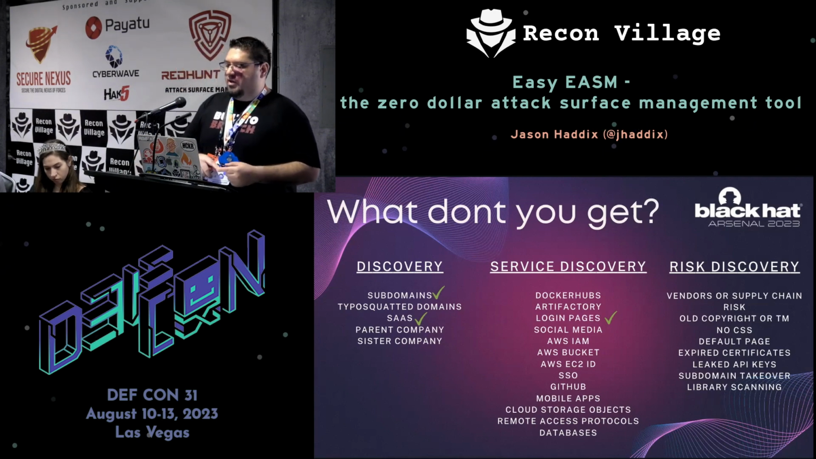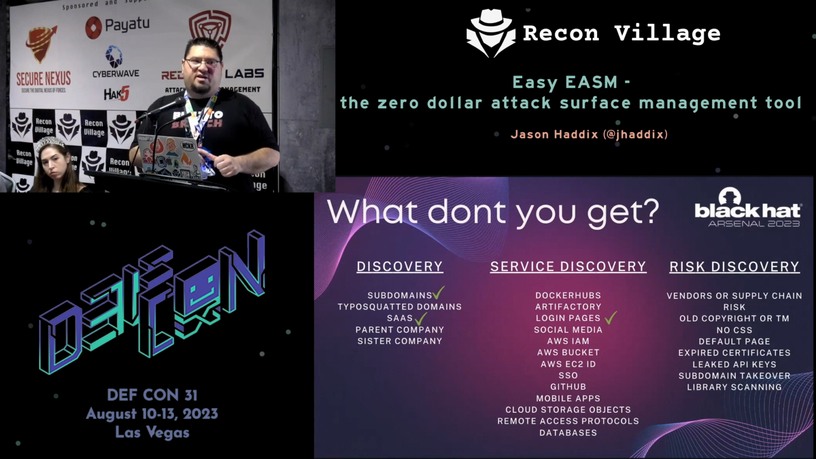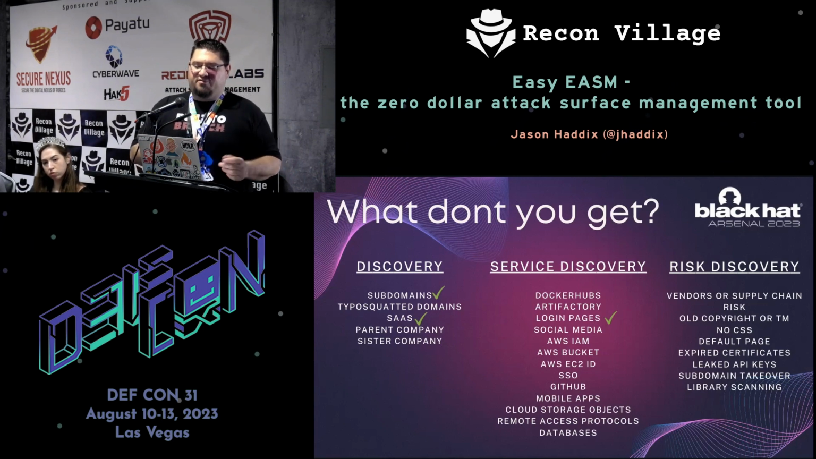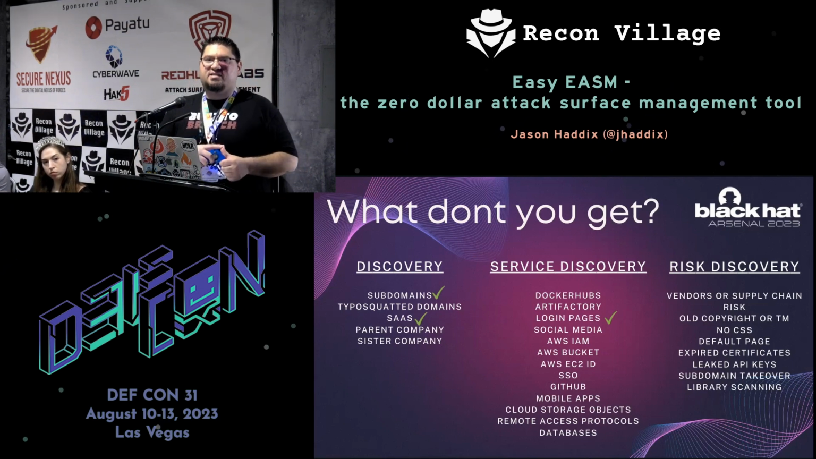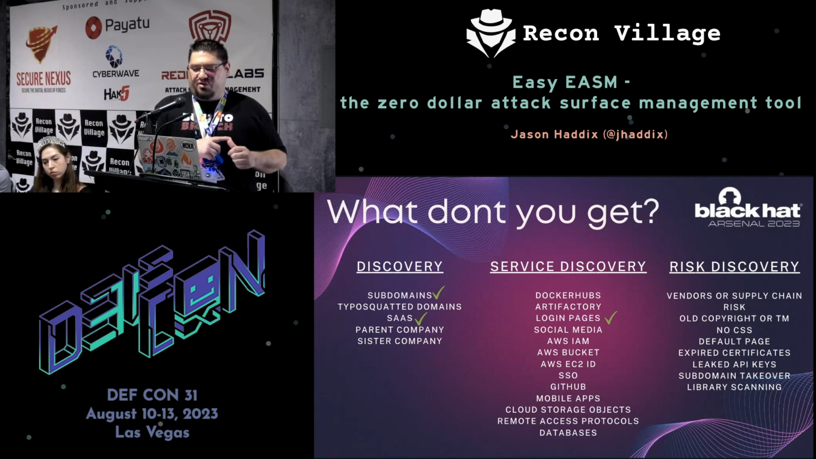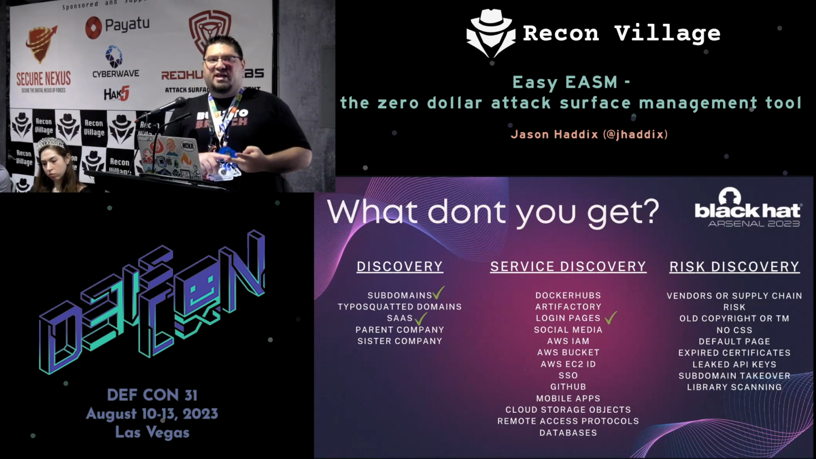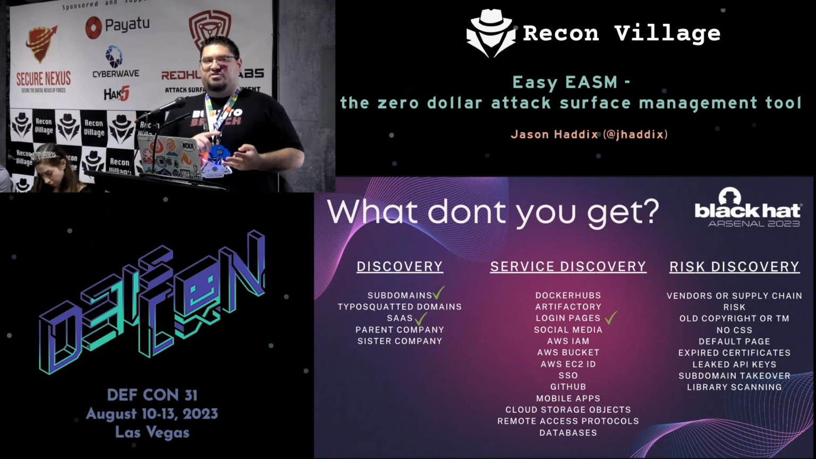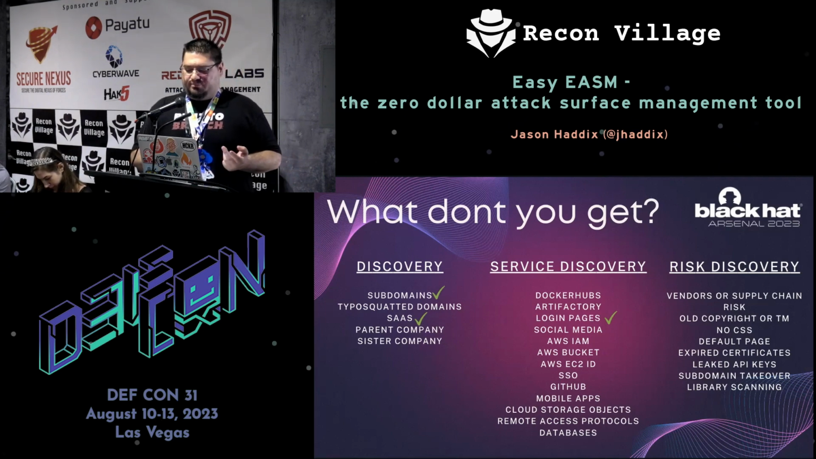In risk discovery, they're looking for partners that you work with in the supply chain that are tangentially related to you via different methods. They're trying to tell you if a site has old copyright or trademarks inside of them, because that indicates that a site hasn't been updated in a while, so it might have a security vulnerability. They're looking at pages that have no CSS or a default page. They're looking for expired certificates. They're looking for leaked API keys in JavaScript. They're looking for subdomain takeovers, and they're doing library scanning of JavaScript libraries.